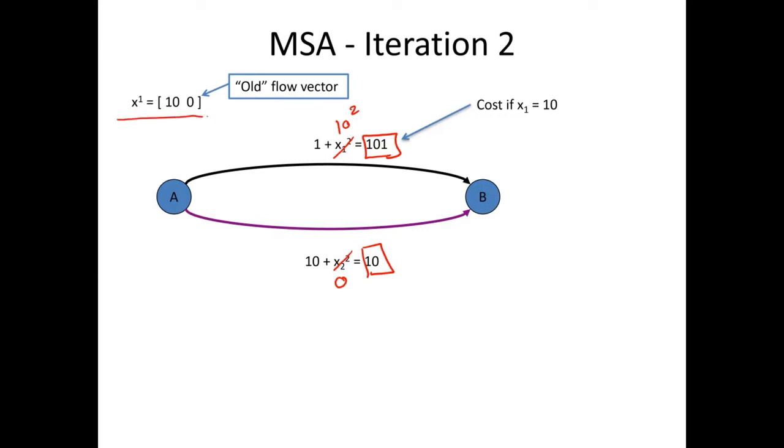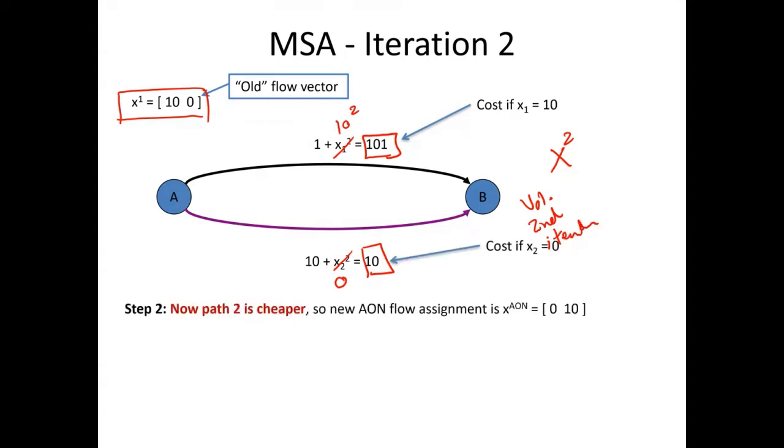So this x1 becomes the old flow vector, and now the goal is how can we find x2, x2 in terms of, sorry, superscript, not subscript. x2 meaning the volumes on the second iteration. How can we find the volumes in the second iteration? And we had a formula for it, right? The formula we had was lambda x star plus 1 minus lambda x1, right?